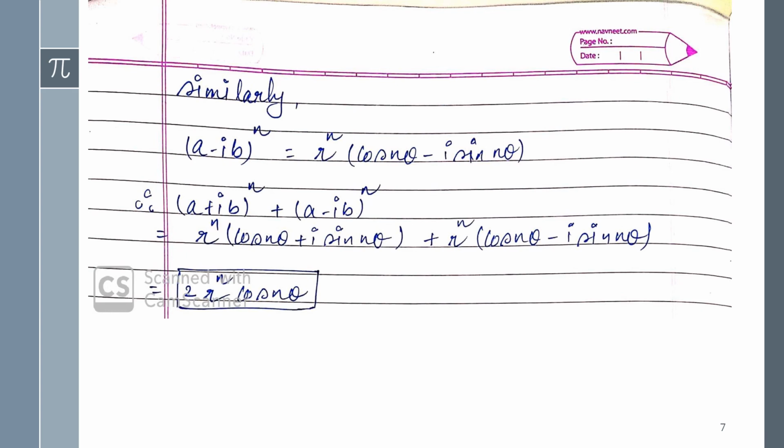Okay, now just taking addition of these both the terms, you will get r raised to n cos n theta plus I sin n theta plus r raised to n into this one. So just giving the simplification, you will get this one term, that 2 into r raised to n into cos n theta. So hope you understood, guys.